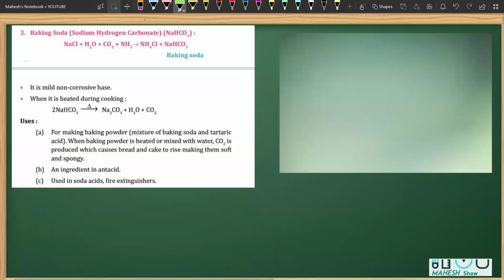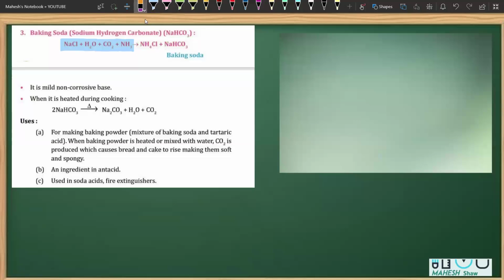The next salt which we are going to study here is baking soda. Baking soda is chemically sodium hydrogen carbonate. You may call it sodium bicarbonate also, right? Sodium hydrogen carbonate is the same as sodium bicarbonate. Now, how is it produced? The raw materials needed for making baking soda are, number one, sodium chloride, that's common salt or kitchen salt, water, carbon dioxide, and ammonia. These are the raw materials, and the products so formed are ammonium chloride and baking soda. As I said, it is chemically called sodium hydrogen carbonate or sodium bicarbonate.